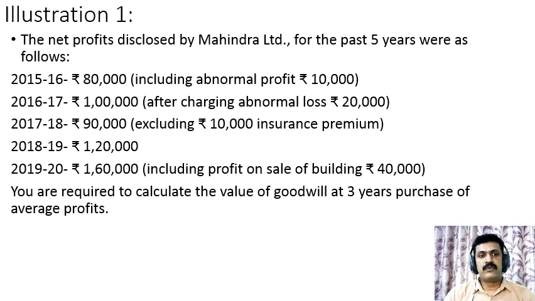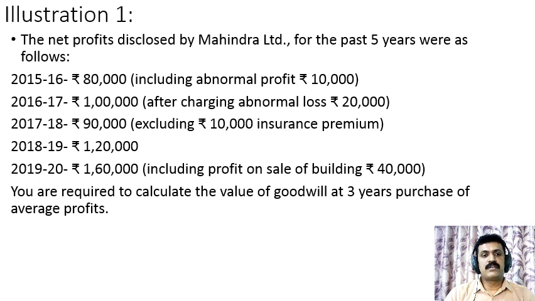So let us work out a problem on the calculation of goodwill under simple average profits method. In this problem, the net profits disclosed by Mahindra Limited for the past 5 years are given. For the year 15-16, the profit is rupees 80,000, which includes an abnormal profit of rupees 10,000. So since it is abnormal profit, we have to deduct it. In the year 2016-17, the profit is 1 lakh after charging abnormal loss of rupees 20,000. So since it is an abnormal loss, we have to add it.